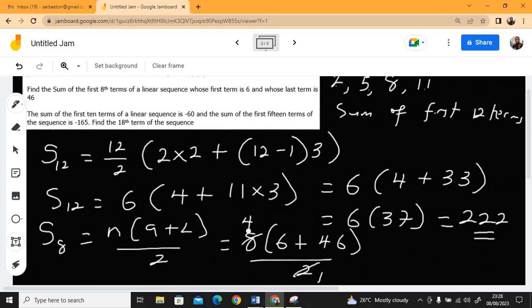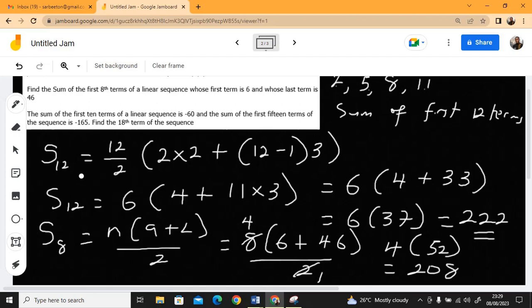When you do this, 6 plus 46 gives me 52. So you have 4, open a bracket, 52. 4 times 52, when you multiply this, you have 208. So this is your answer for this one.